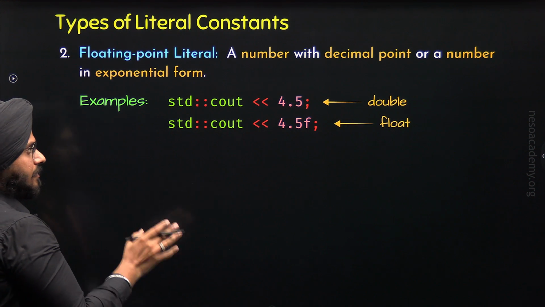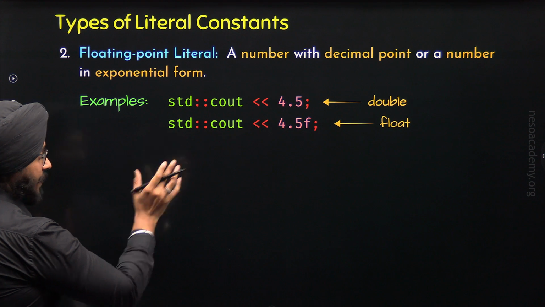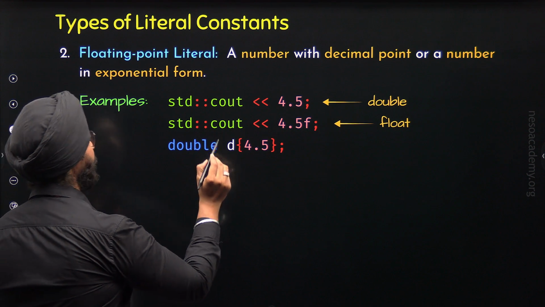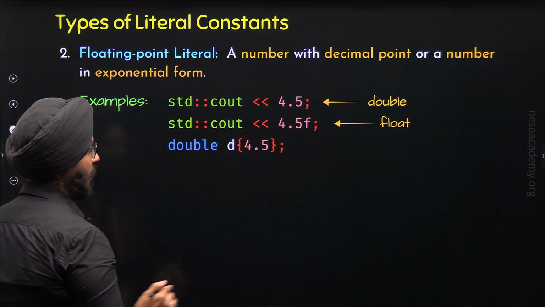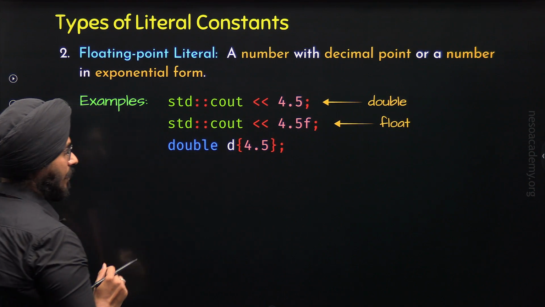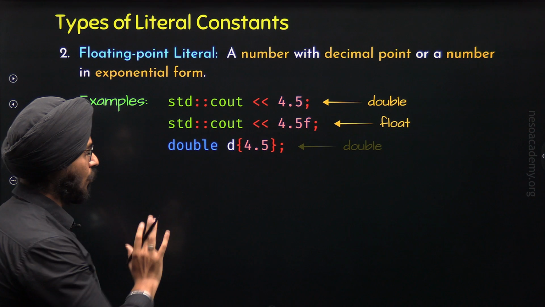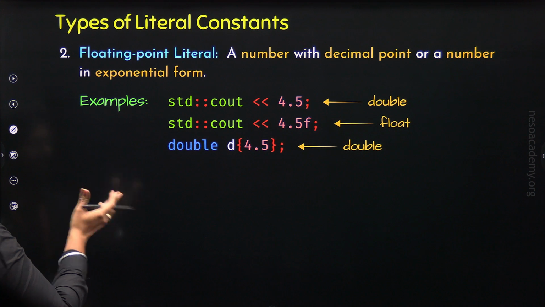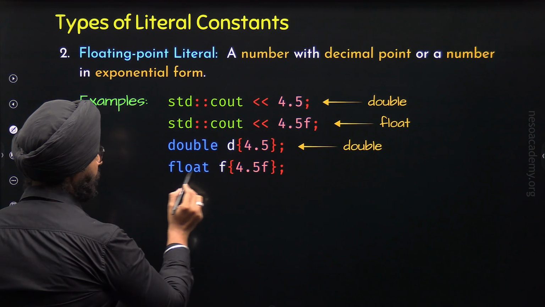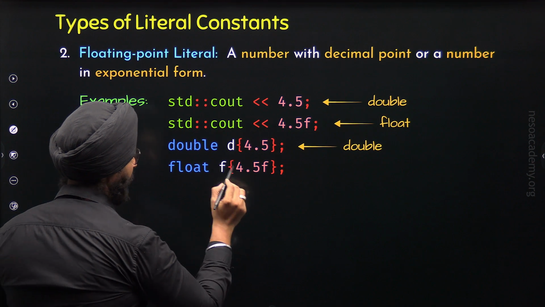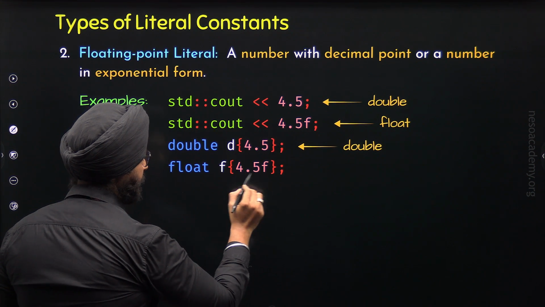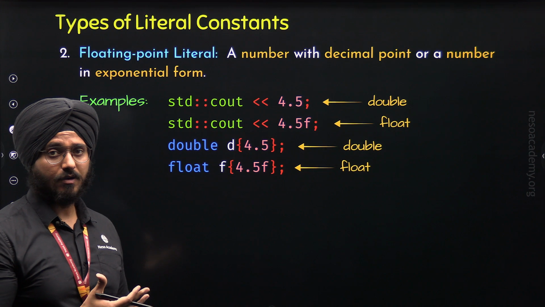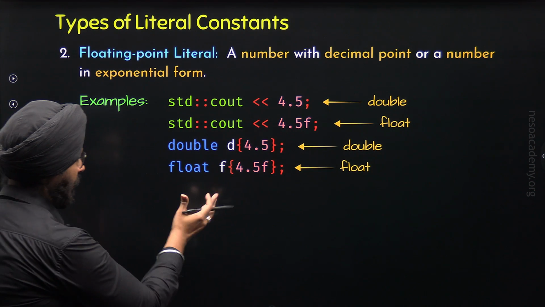If we want, we can pass a double literal to a double variable like this. This variable is of type double, and to this variable, I have passed this value 4.5. So I've passed a double literal to this double variable. This is allowed in C++. I hope this is clear to you. If we want, we can pass a float literal to a float variable like this. This variable is of type float, and to this variable, I have passed this value 4.5f. This is the float literal. Now, if we want, we can pass a floating point literal in exponential form to a variable like this.